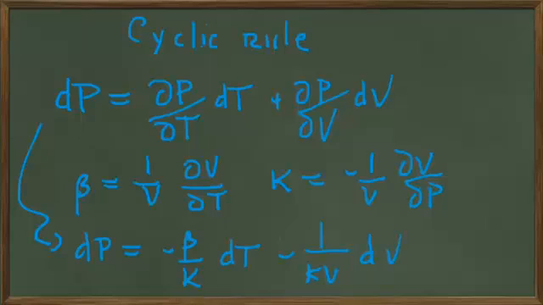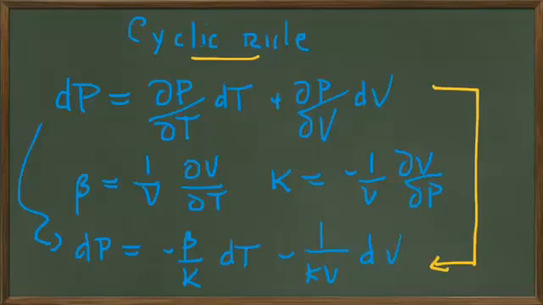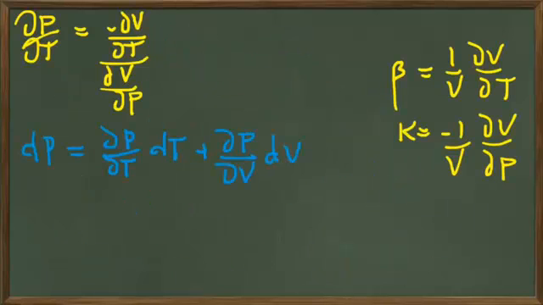We're going to use the cyclic rule to take the total differential for pressure, this line here, and show that it's equivalent to this other form for dP. And we're going to need to use as intermediaries the fact that beta is equal to 1 over V partial V partial T, and K is equal to -1 over V partial V partial P. So let's see how we can transform dP into this form right here. Our objective is to transform this form of the dP total differential into another form using the cyclic rule.